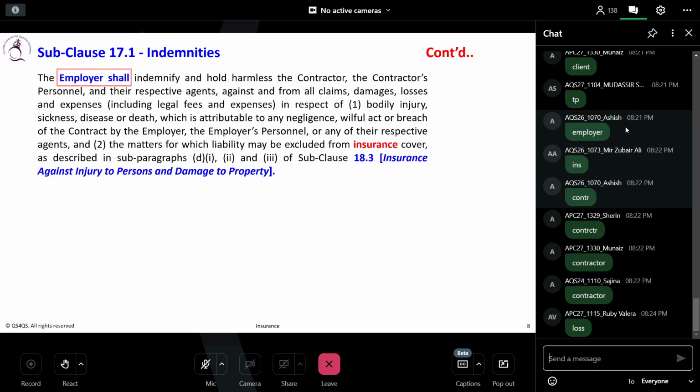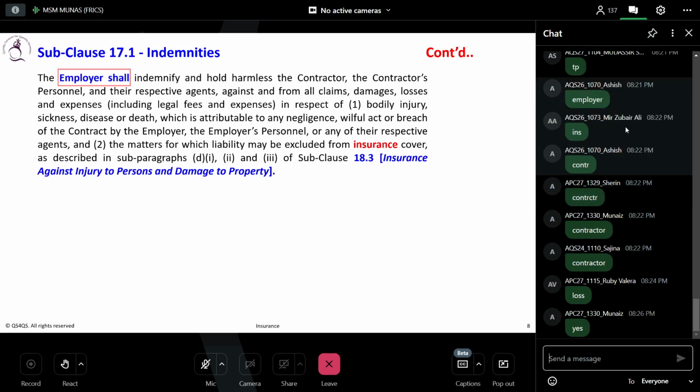Okay, so it's very clear this 17.1 is a very reasonable subclause, except one particular point. What is that? You should have the provision of claims in case one person is not obeying the condition of contract. Okay, is it clear for everybody? Okay, now let's move to the next one.